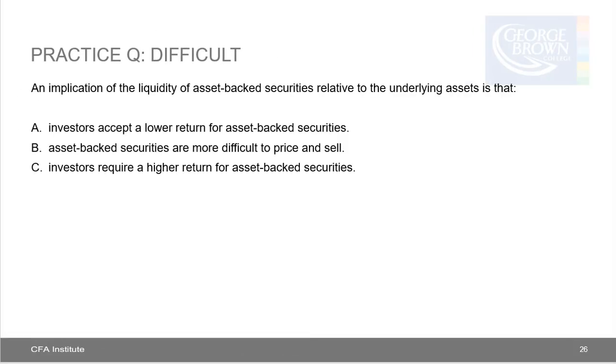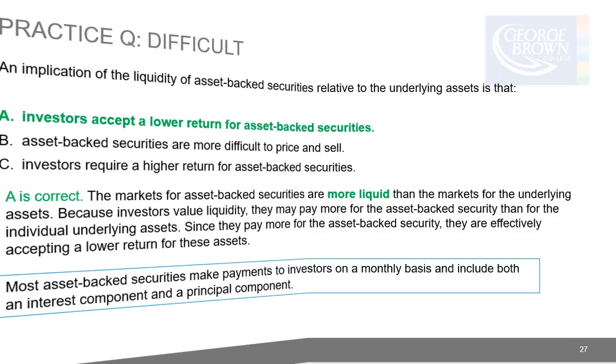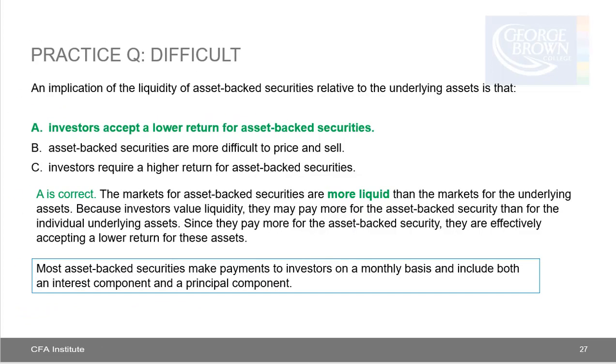So a quick question from the learning ecosystem. This was classified as a difficult question. An implication of the liquidity of asset-backed securities relative to the underlying asset is that A, investors accept a lower return for asset-backed securities, B, asset-backed securities are more difficult to price and sell, or C, investors require a higher return for asset-backed securities. So the correct answer is A, an implication of liquidity.